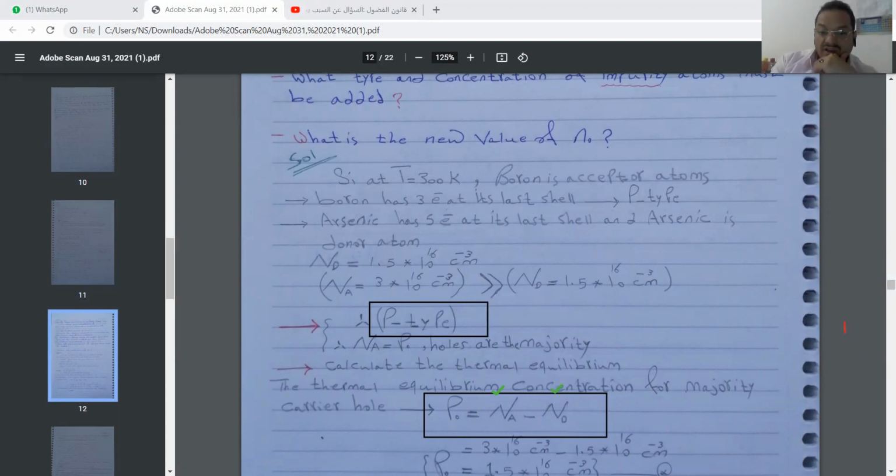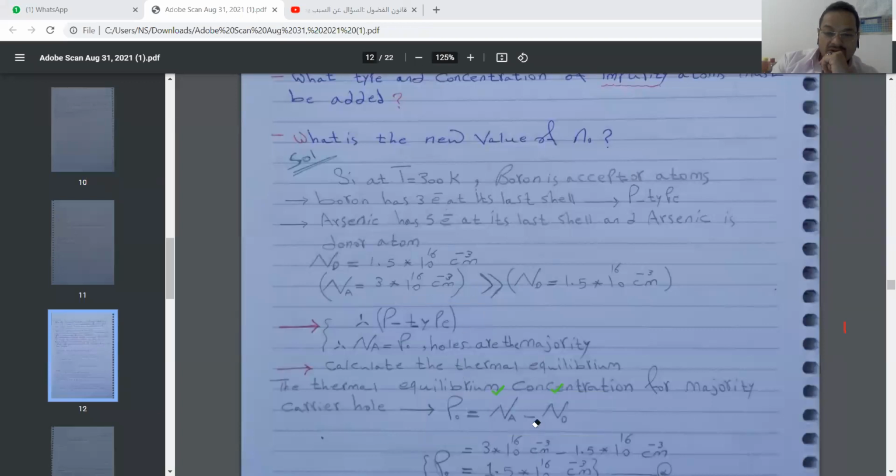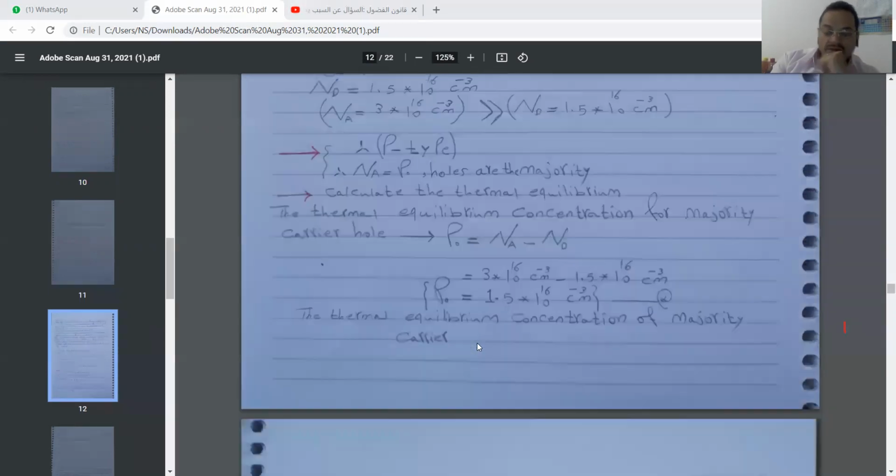That means we can find the last result about the thermal equilibrium concentration for the majority at P-type. That means P naught. Okay, let me delete all of that to see another slide. That means the thermal equilibrium concentration of the majority carrier equals 1.5 times 10 to the 16.